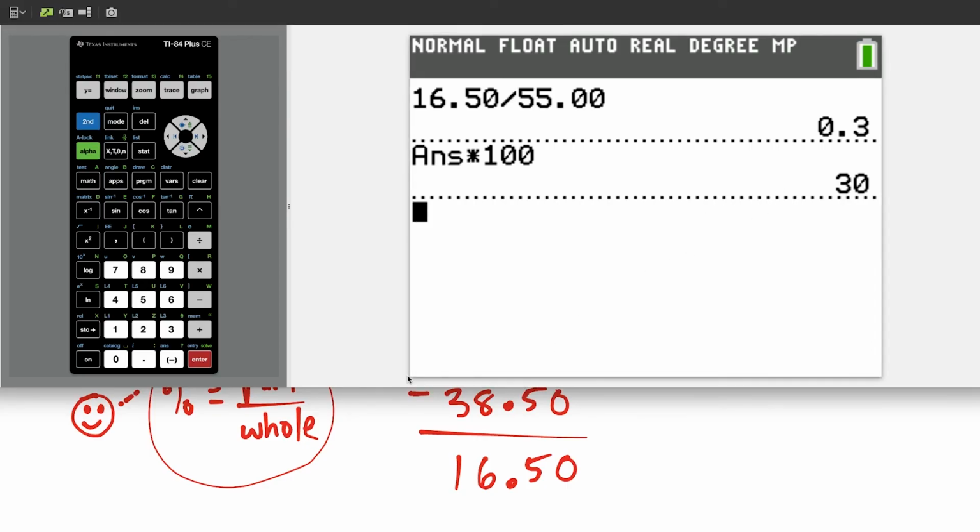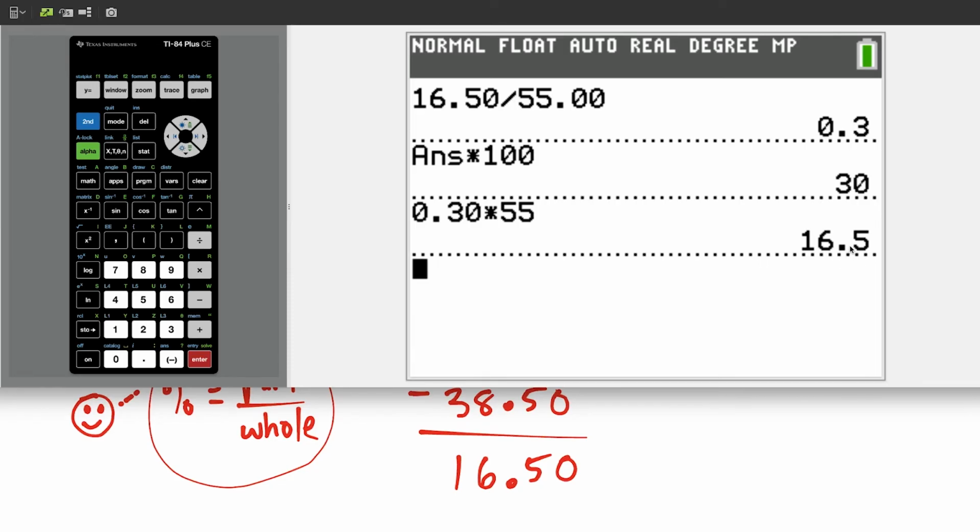So we could even see here, if we do 0.30 and we multiply that by 55, notice that this matches the savings that Kenneth had on the shirt here. So the 30% is looking good.